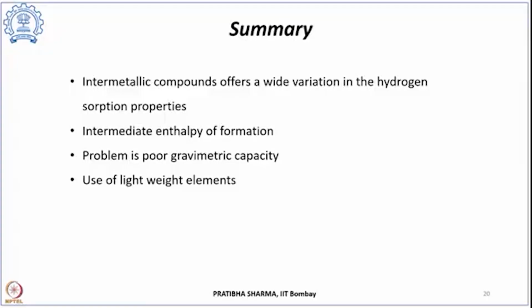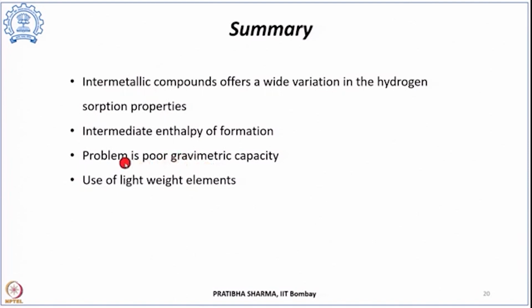To summarize, today we have learned about the different intermetallic compounds. We have seen that they offer a wide variation in hydrogen absorption properties: variation in kinetics, variation in desorption temperature and pressure conditions, and variation in storage capacities. What is required is an intermediate enthalpy of formation, which can be achieved by alloying 2 different metallic species in an intermetallic compound, but the problem still is that they have a poor gravimetric capacity.